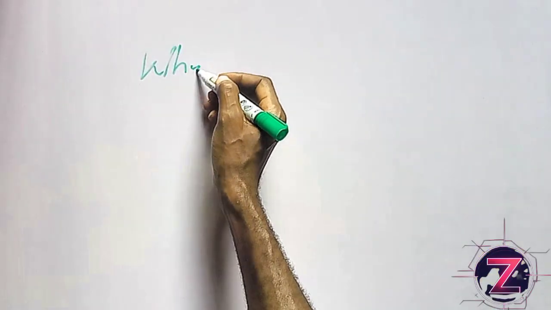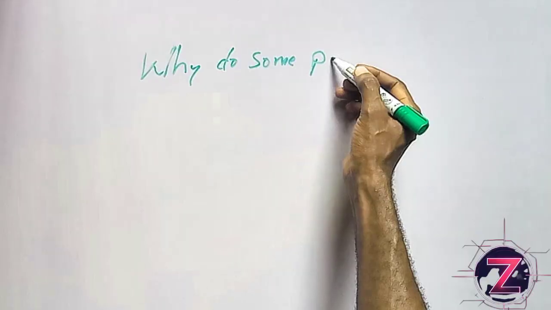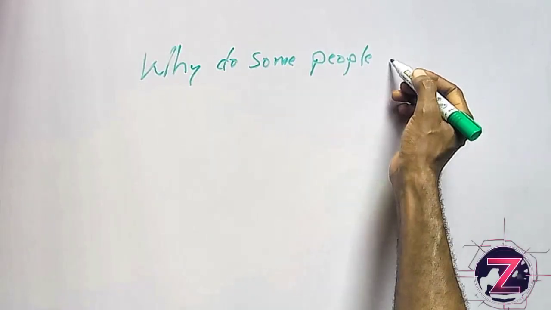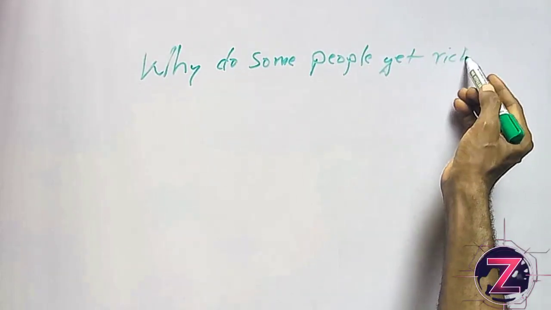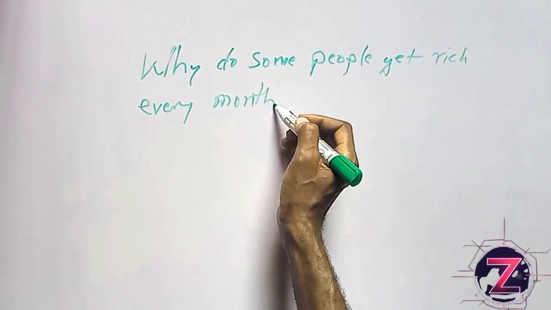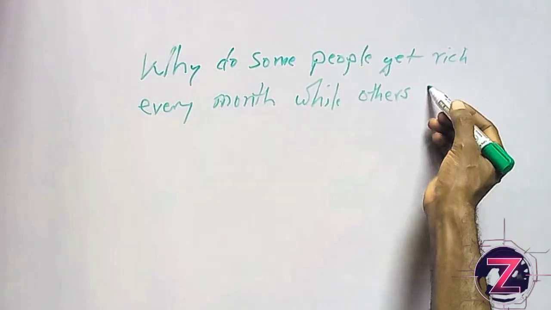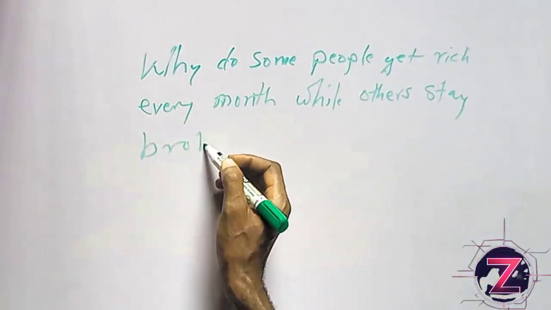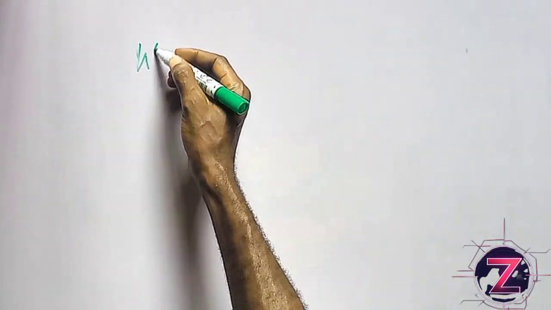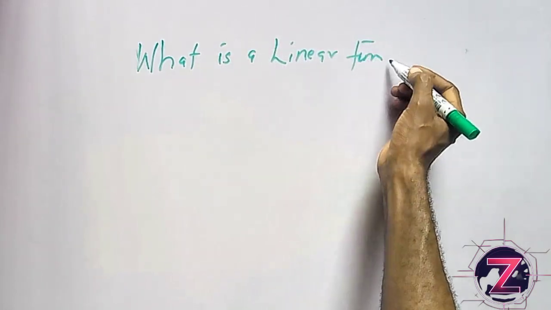Now let's look at why some people are getting rich and even richer every month while others stay broke. But first of all, what is a linear function?